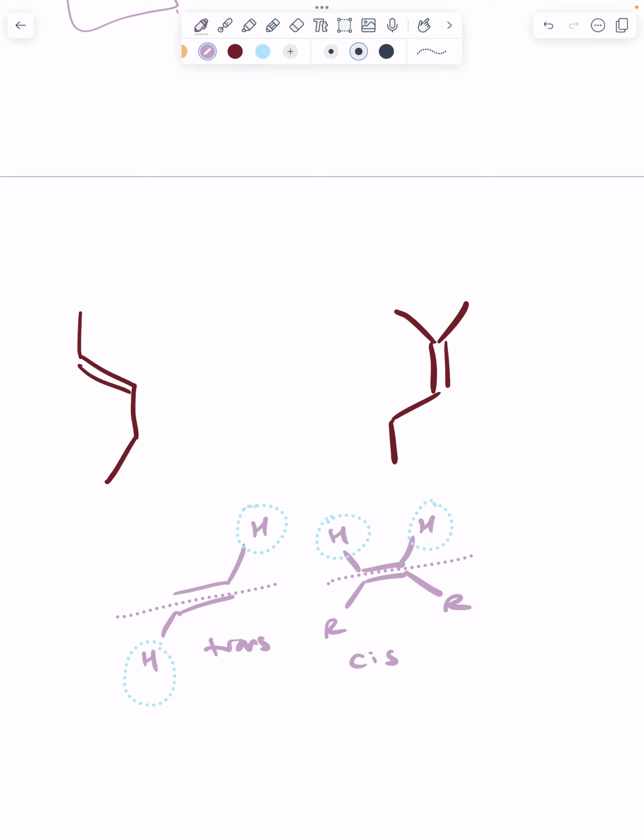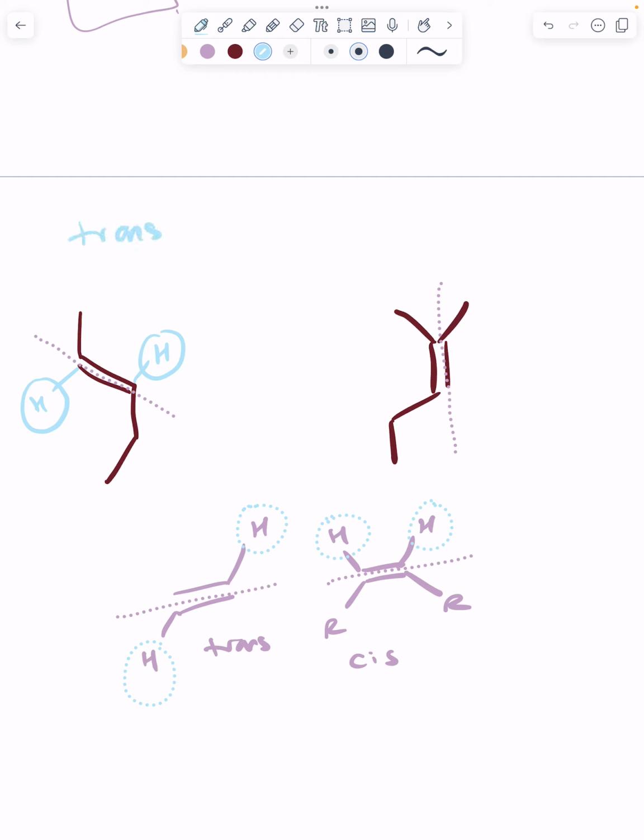So I'm going to do that right here. I'm going to draw my dotted line right through my alkene, and then I'm going to circle my hydrogens. So I have a hydrogen here and a hydrogen here. These are not on the same side of the dotted line, so I would call this a trans double bond.